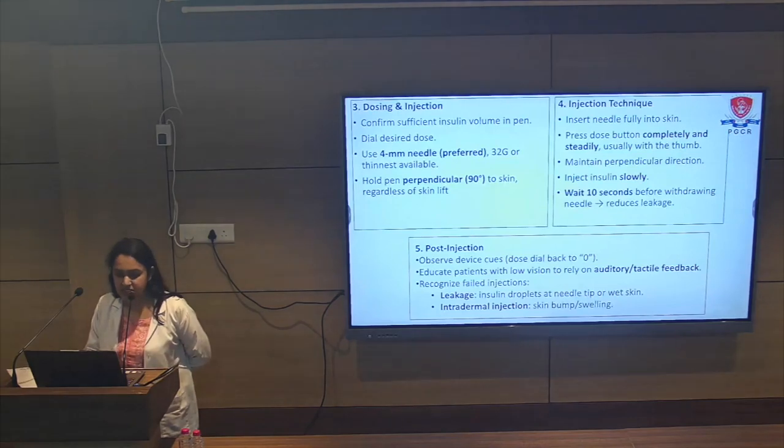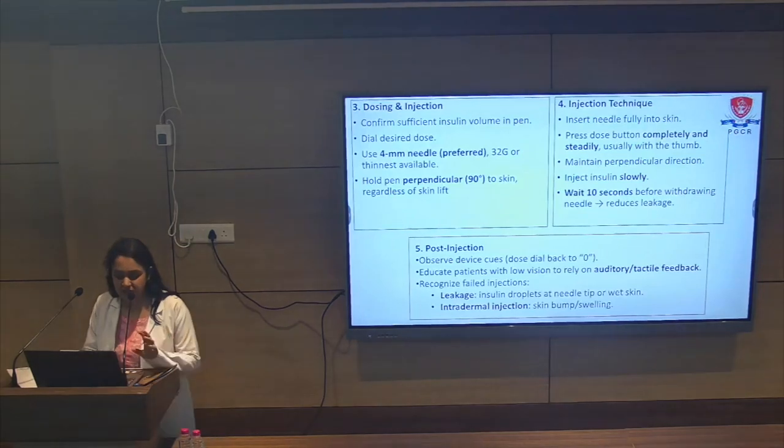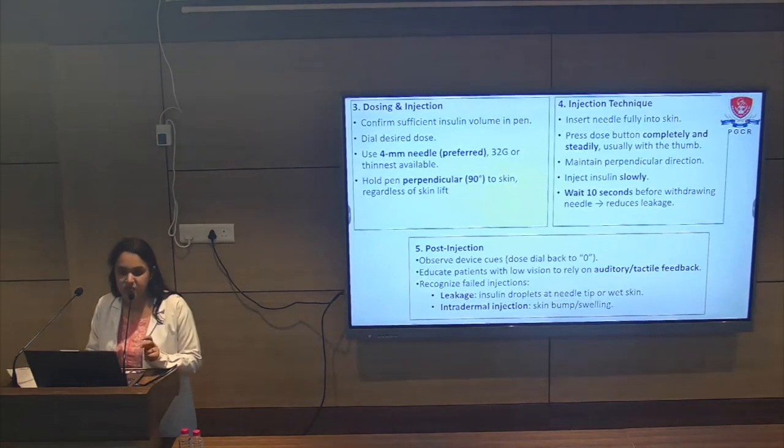Injection technique: we insert the needle fully into the skin, press the dose button completely and steadily, usually with the thumb, and maintain a perpendicular direction. Inject insulin slowly. Wait 10 seconds before withdrawing the needle, as it reduces leakage. Now post injection, we observe the device dose dial back to 0. To recognize failed injections: for leakage, insulin droplets can be seen at the needle tip or wet skin. With an intradermal injection, we can see skin bumps or swelling.